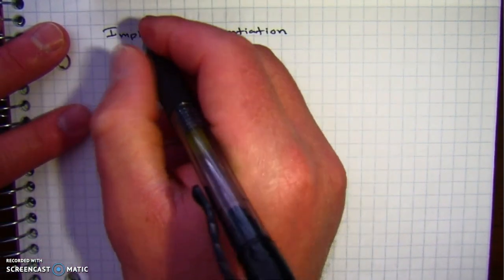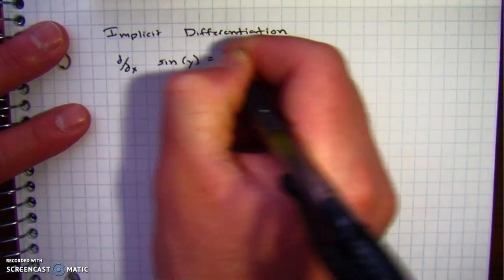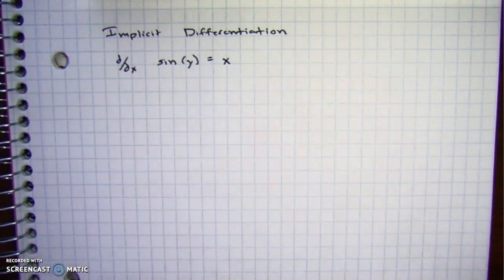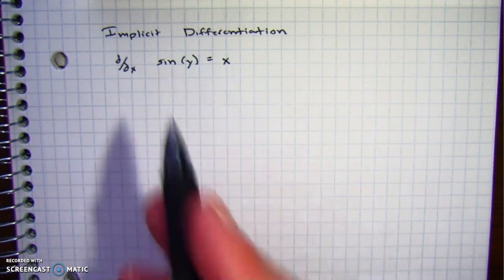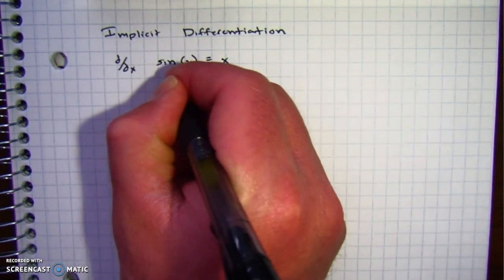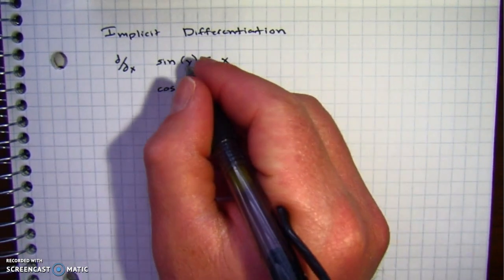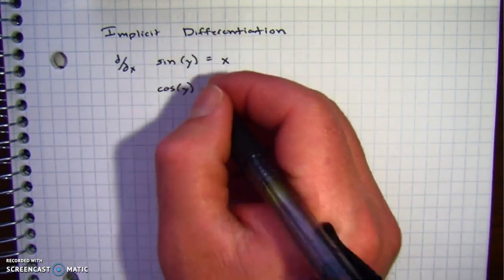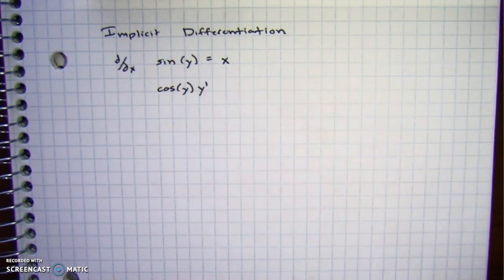So let's say you want to take the derivative of something like sine y equals x. All right. So again, just looking at this practically with the one rule that I just mentioned, I know that the derivative of sine y is going to be cosine y. And because this has a y, all I'm going to do is multiply it by y prime, or add a y prime at the end of it.